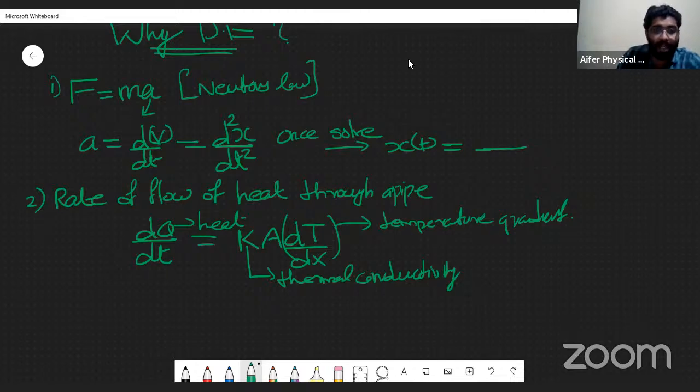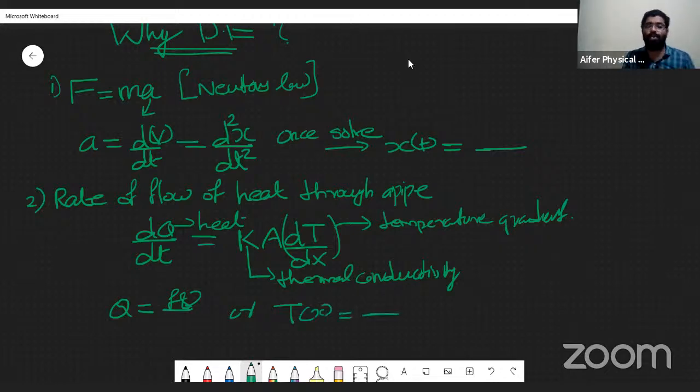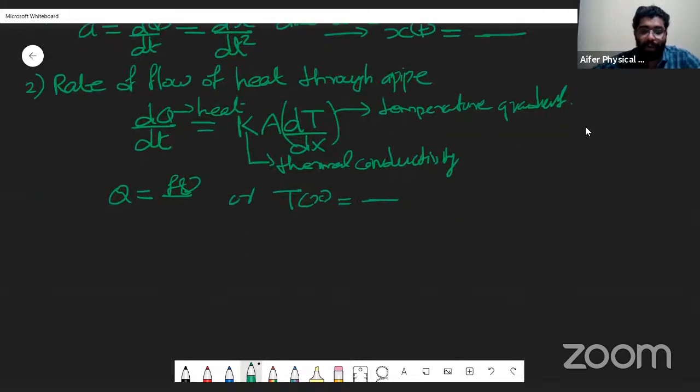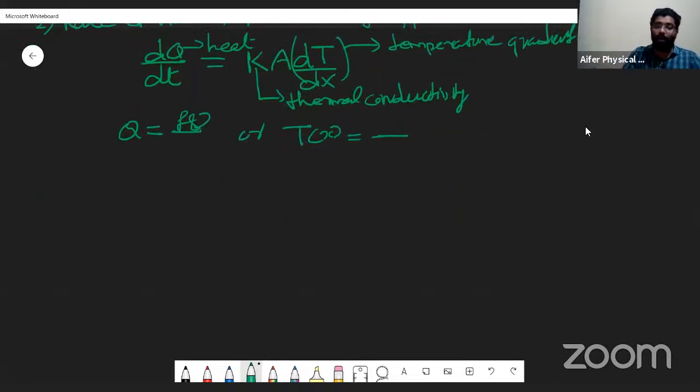What do you get from this? Once you solve, you get q as a function of time, or you can solve this equation and get temperature as a function of distance. Two possible solutions we can obtain from this differential equation. So in thermodynamics, we need differential equations. In mechanics, we need differential equations. I would like to give one more example from electronics.